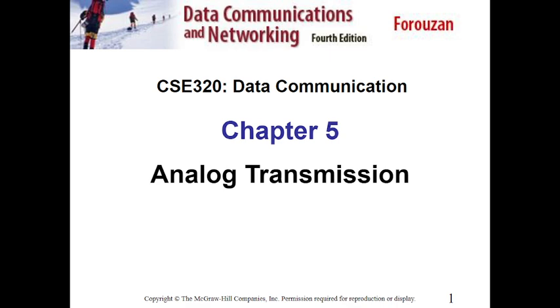Today we are going to learn about Chapter 5 from the Forouzan book, that is Analog Transmission. In the previous chapter, we learned about digital transmission. In this chapter, we learn how we can convert a digital bit to an analog signal, or an analog signal to a digital signal. So from the name, we can understand what the basic goal of this chapter will be.